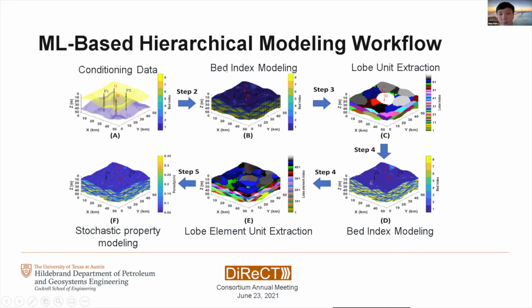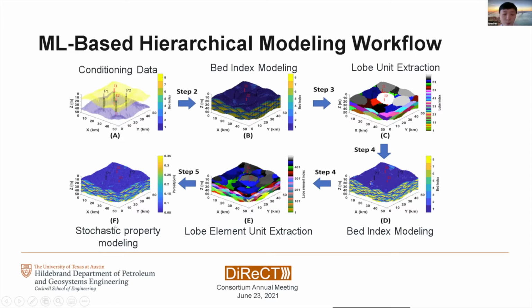And then from the bed index, we would use a clustering method to get each individual lobe. After we get the lobe unit container, we can repeat steps 2 and 3 by using the boundaries of the lobe unit as new conditioning boundaries and generate lobe element distribution within each individual lobe. And then we will extract each individual lobe element.